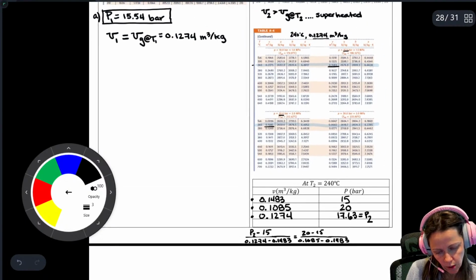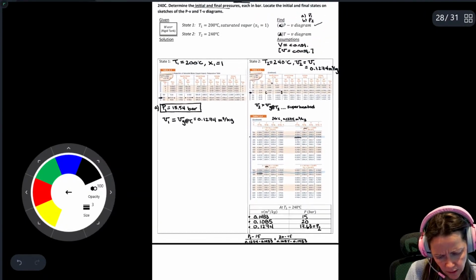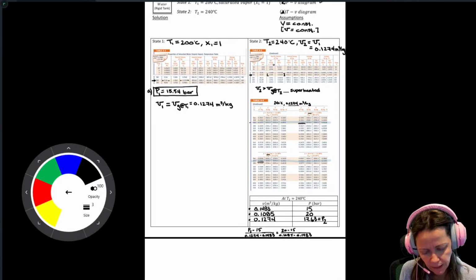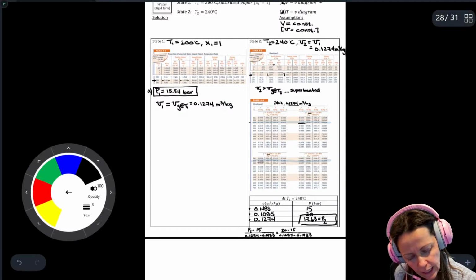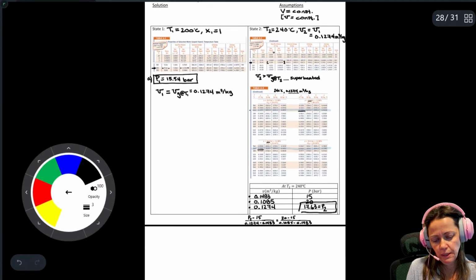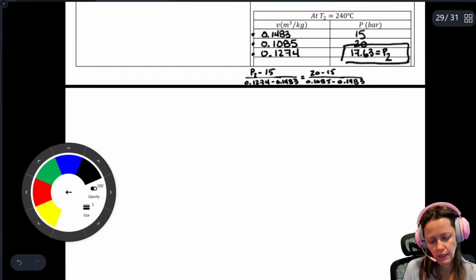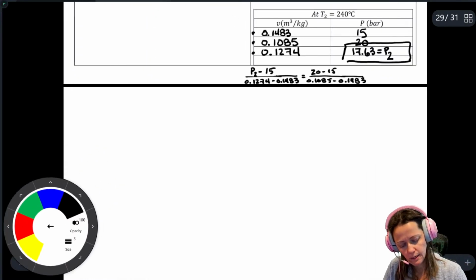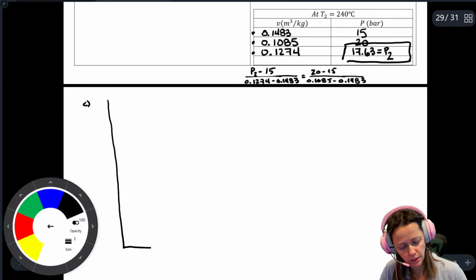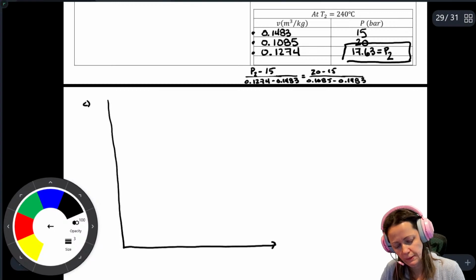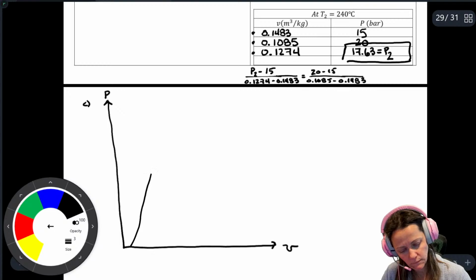So I got my P2. I'll box that. And then of course I need to draw things on a PV and TV diagram, so we'll do that now. I'm trying to keep whatever I covered last in the window, but if I do need to scroll back up, please don't hesitate to ask me.